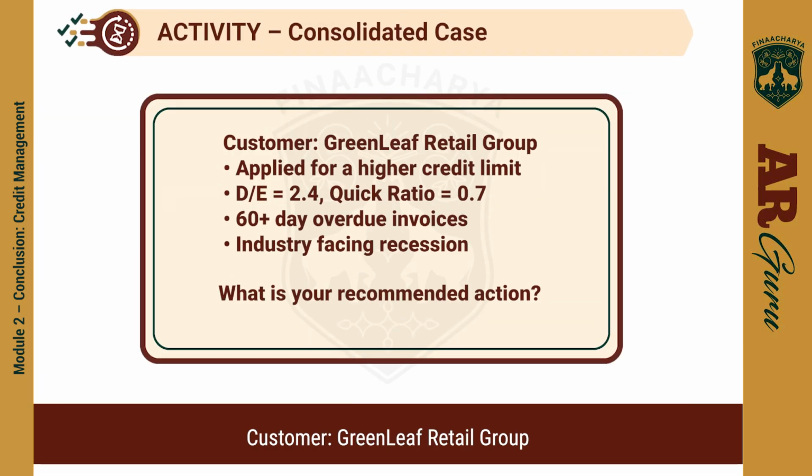Customer, Greenleaf Retail Group, applied for a higher credit limit. D/E equals 2.4, quick ratio equals 0.7. 60 plus day overdue invoices. Industry facing recession. What is your recommended action? Pause and analyze using your understanding of policy, vetting, and delinquency control.